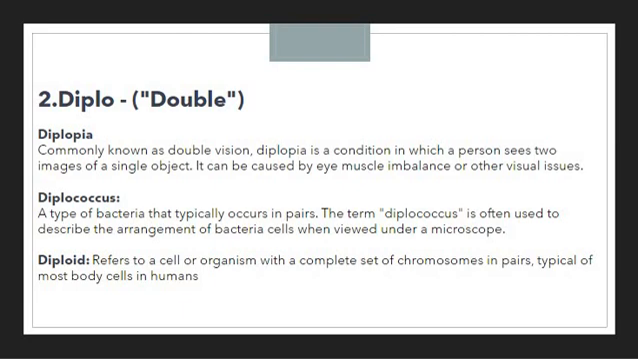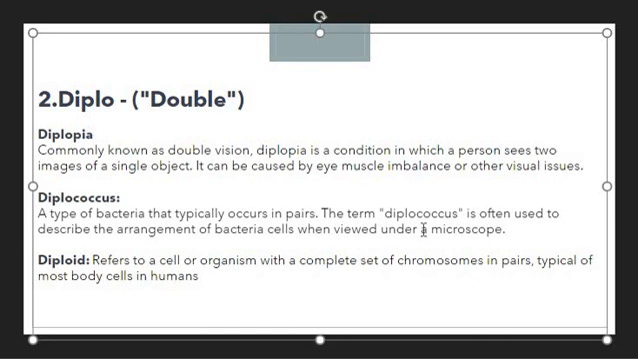So again, the type of bacteria that occurs in pairs. So you can see double pairs. Pair means double. So that's why to show those bacteria we are using this prefix diplococcus, and it is often used to describe the arrangement of bacteria cells in pairs when viewed under a microscope. So this is all about diplococcus.